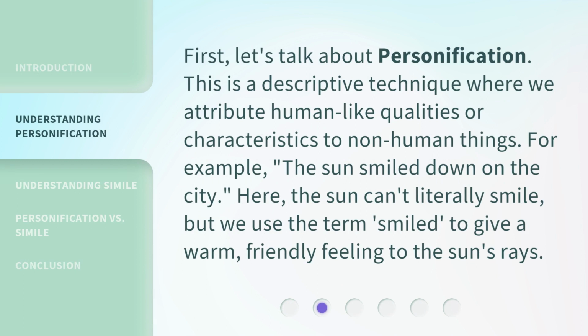First, let's talk about personification. This is a descriptive technique where we attribute human-like qualities or characteristics to non-human things. For example, the sun smiled down on the city. Here, the sun can't literally smile, but we use the term smiled to give a warm, friendly feeling to the sun's rays.